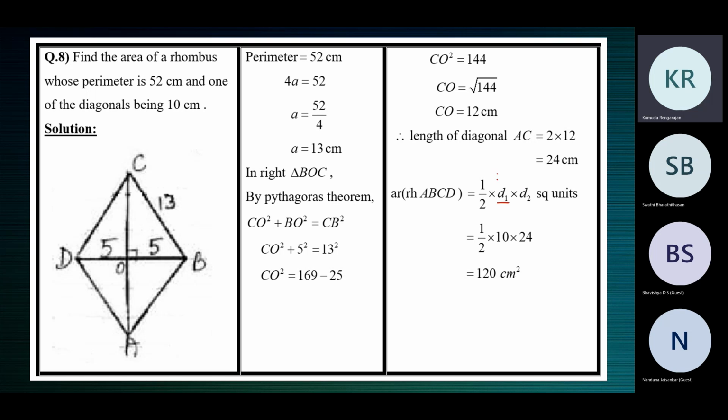So this D1 is AC, and this D2 is, no, D1 is BD. D1 is BD, and D2 I've taken as AC.